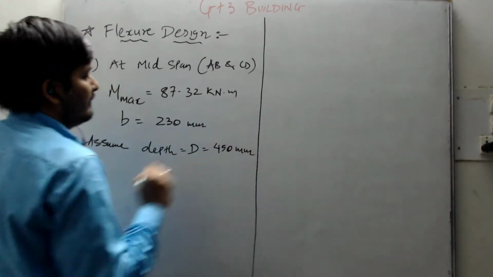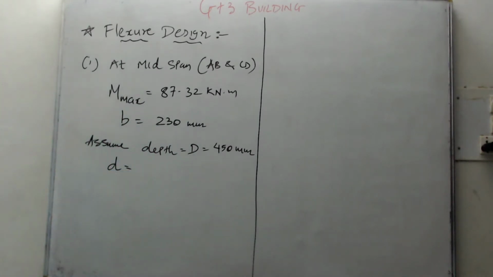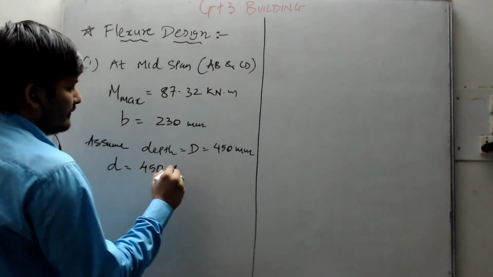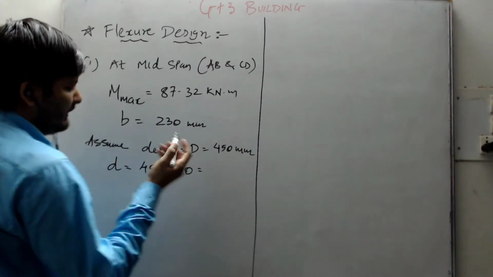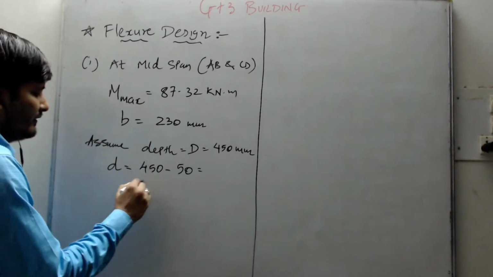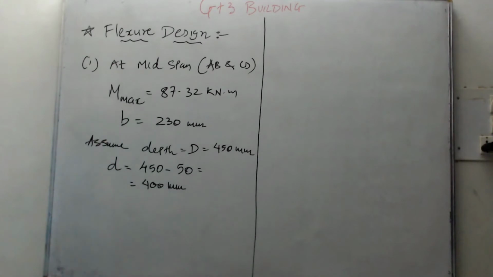So we can find out the effective depth of beam. Effective depth of beam is 450 minus cover. Let us take 50 mm, that is cover minus diameter divided by 2. So let us take effective depth as 400 mm. So we got the effective depth as 400 mm.